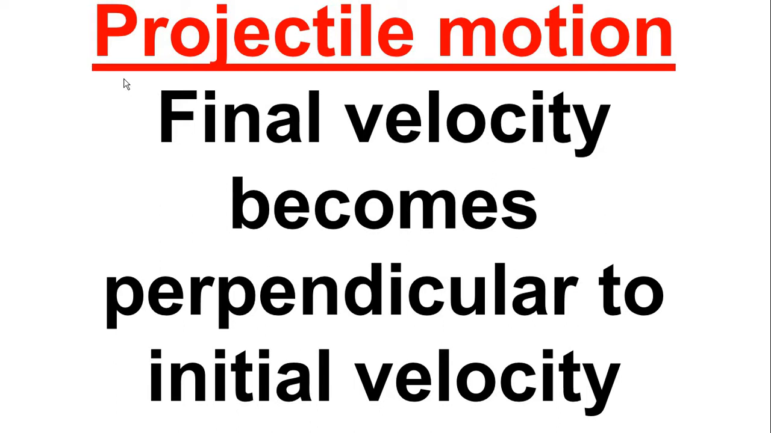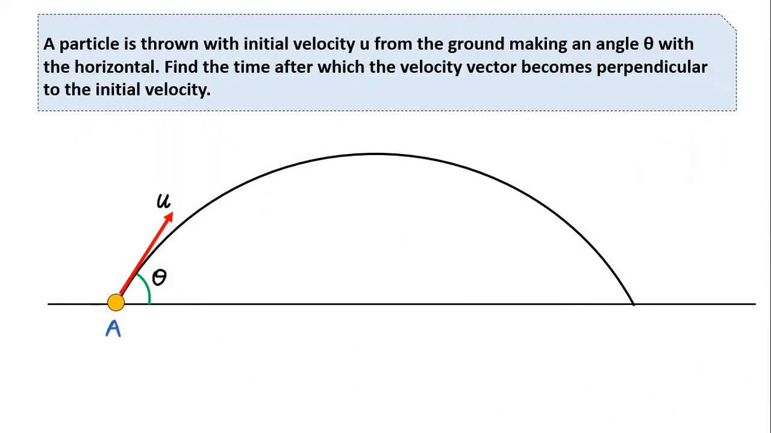Today we discuss a question of projectile motion in which the final velocity becomes perpendicular to the initial velocity. Let us see the question and the diagram. Here is the figure. See, this particle is given an initial velocity u, making an angle theta with the horizontal from the point A on the ground. Then this particle will follow this path along the parabola and land here.